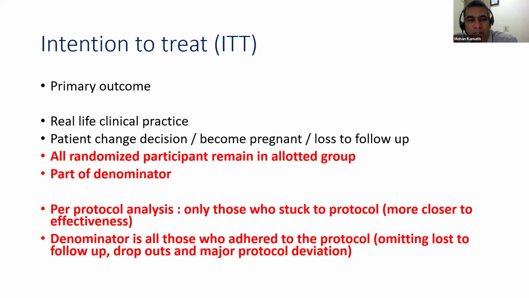So when we say we are going to do an intention to treat analysis, we will account for all the participants who were randomized. That is, in the denominator, let's say 100 were randomized in each arm, you will have 100 at the denominator for both the arms, and you'll just count the number of live births that happened during the trial in each of the groups. That's all ITT is.